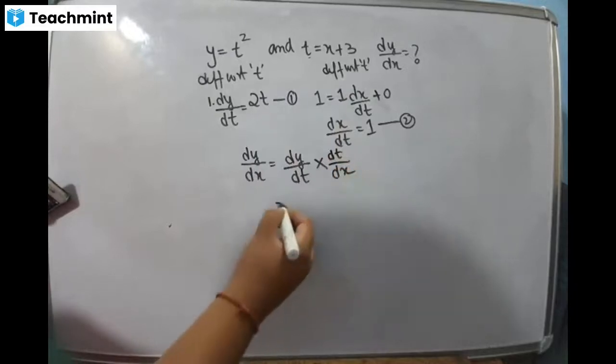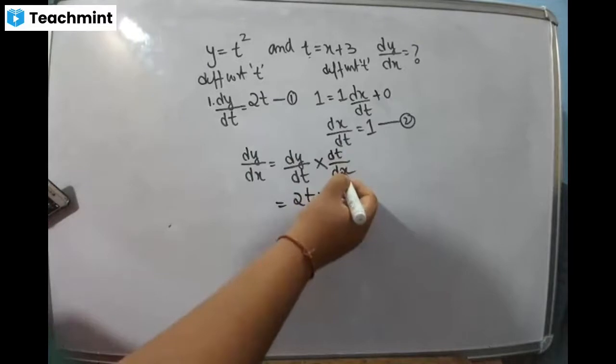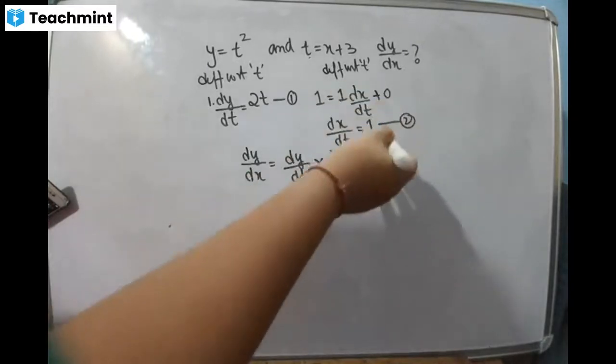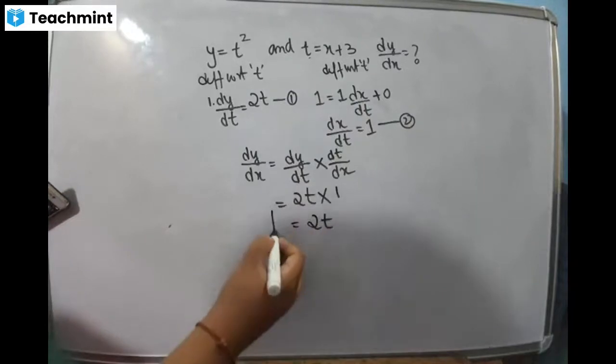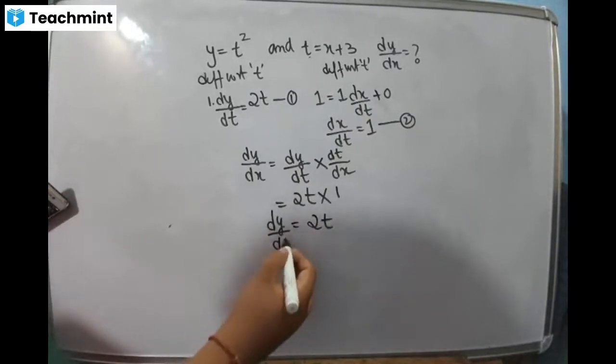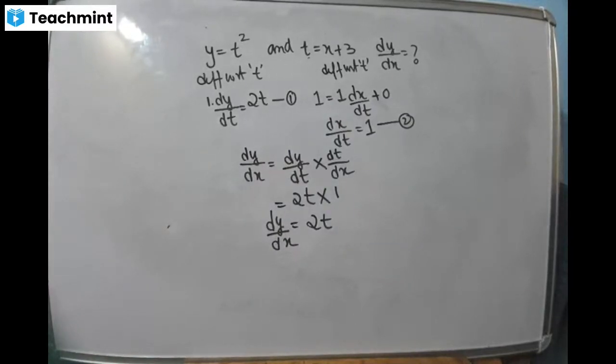Now just put in the values. What is dy by dt? It is 2t, into what is dt by dx? 1. So when you take the reciprocal, 1 by 1 is also 1. So you are getting 2t. The value of dy by dx is 2t. But what did I tell you? The value has to be in terms of x, isn't it?